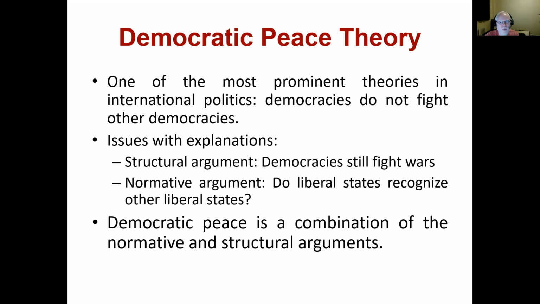So in the end, some have argued that the democratic peace is a combination of normative and structural arguments, so it requires both to be put together. And if we put both together, we could explain how democracies still fight wars and still initiate wars against non-democracies, but don't fight other democracies.